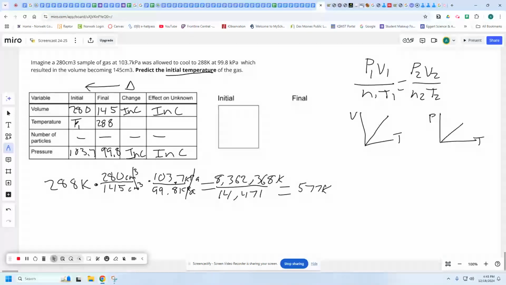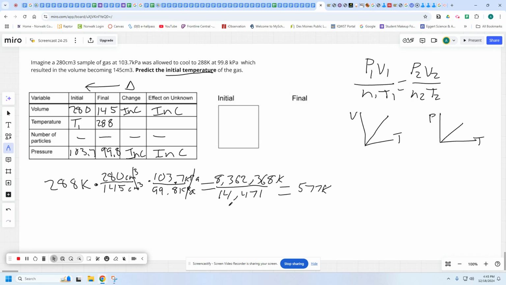If you were to plug in 577 and there's a decrease in temp, most people would agree that if you decrease the temperature, the volume should decrease, which the graph suggests from our original data. If you had a temperature decrease, the pressure should decrease, which is suggested by the pressure-temperature relationship. As temperature decreases, the pressure should decrease. So conceptually, that makes sense.